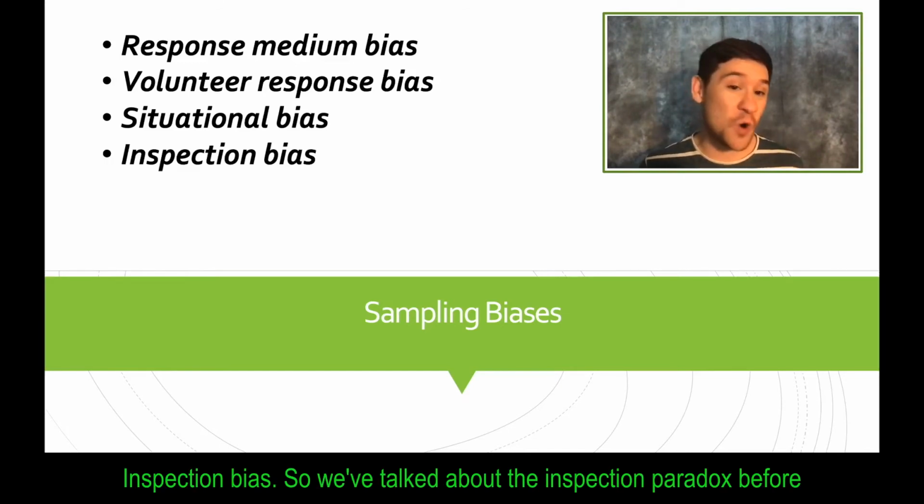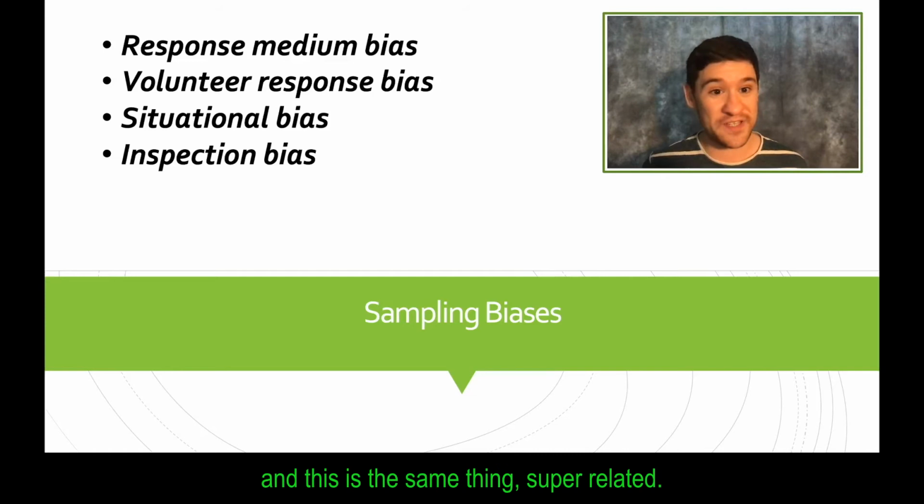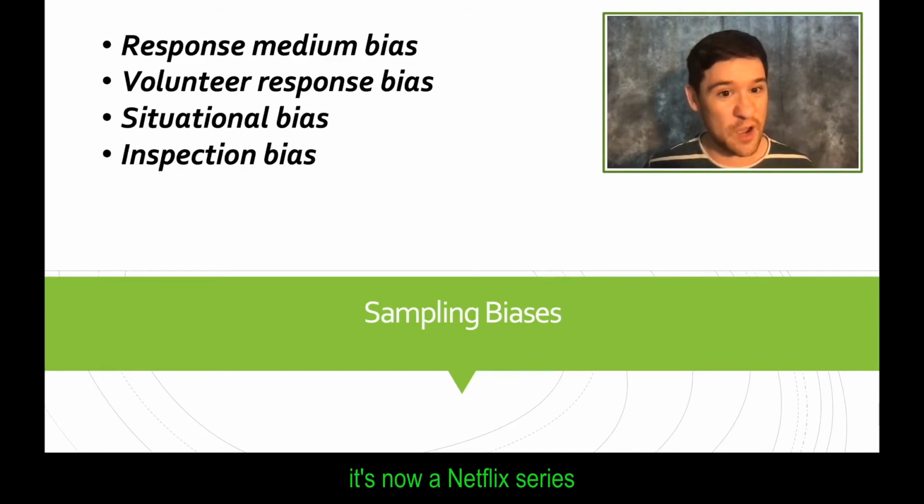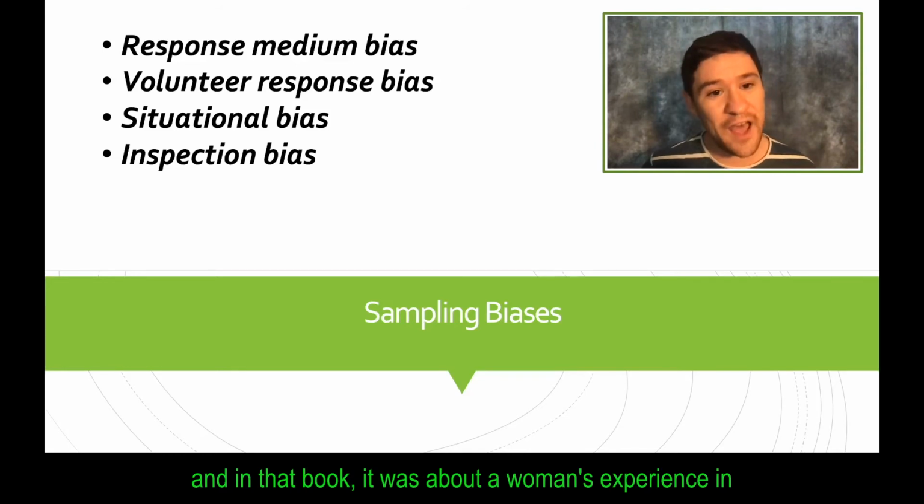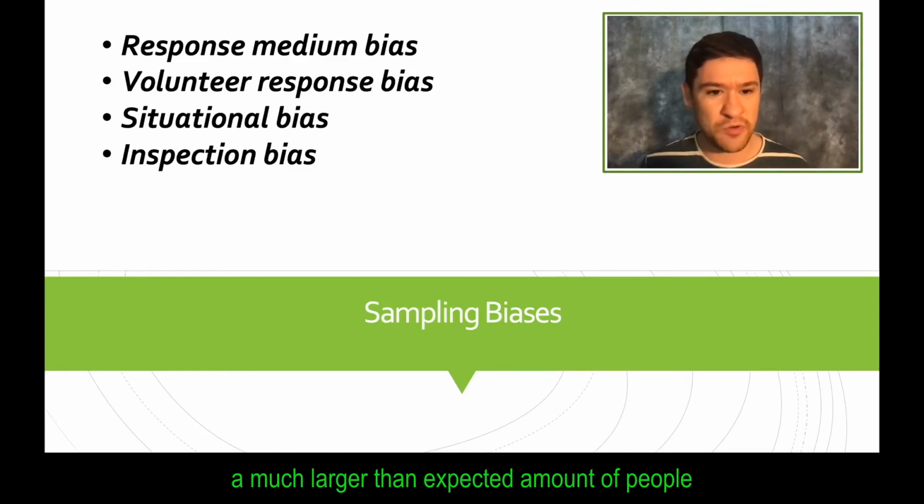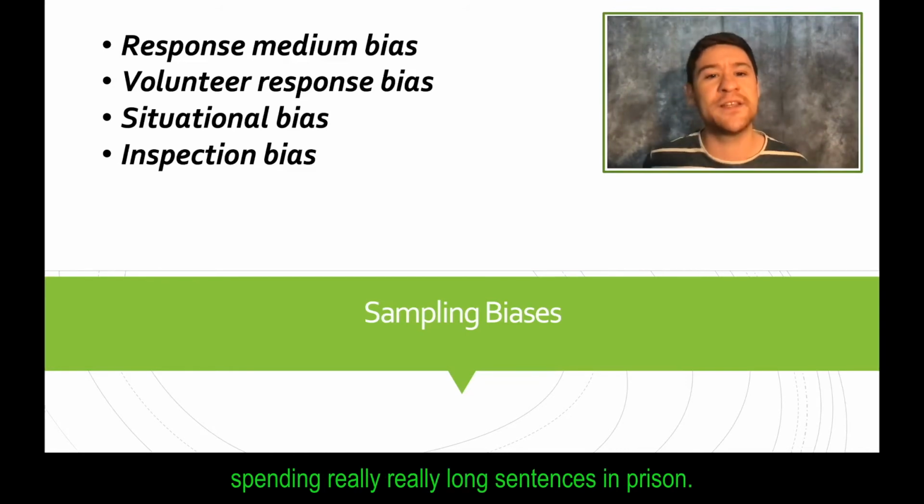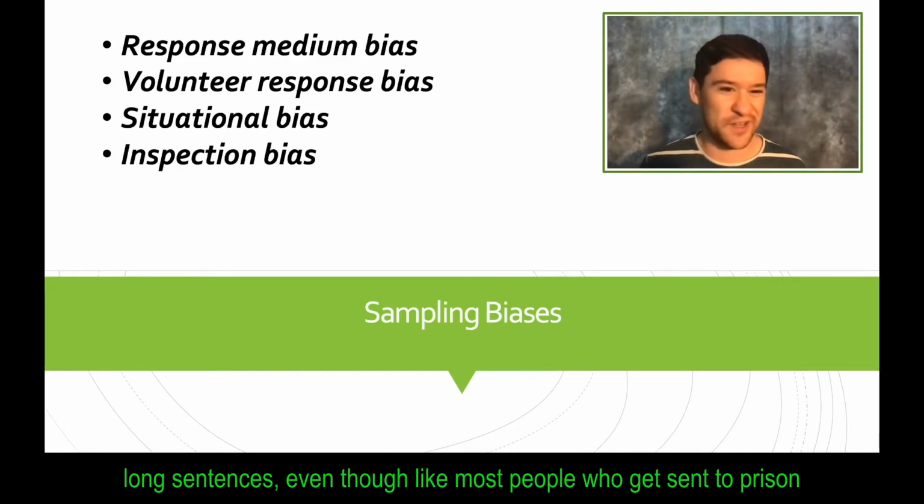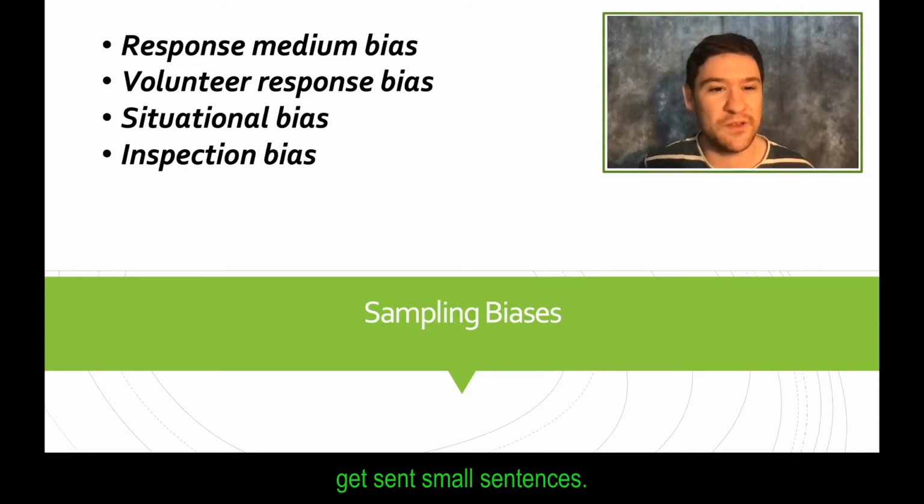Inspection bias. So we've talked about the inspection paradox before, and this is the same thing, super related. There's a really nice example of this, and it's in a book called Orange Is the New Black by Piper Kerman. It's now a Netflix series. And in that book, it was about a woman experiencing a woman's prison. And in that book, she noted that there was a much larger than expected amount of people spending really, really long sentences in prison. Most of the people in prison were spending really long sentences, even though most people who get sent to prison get sent small sentences.